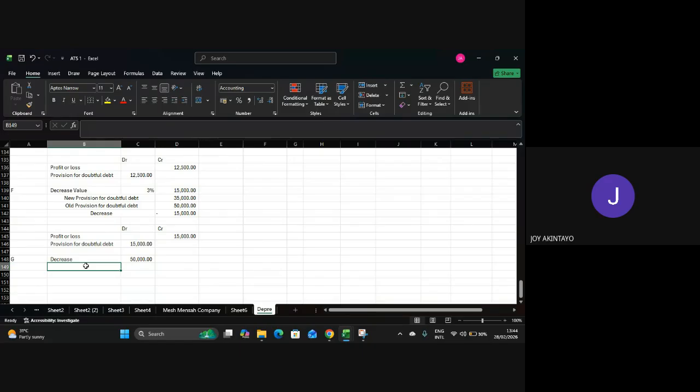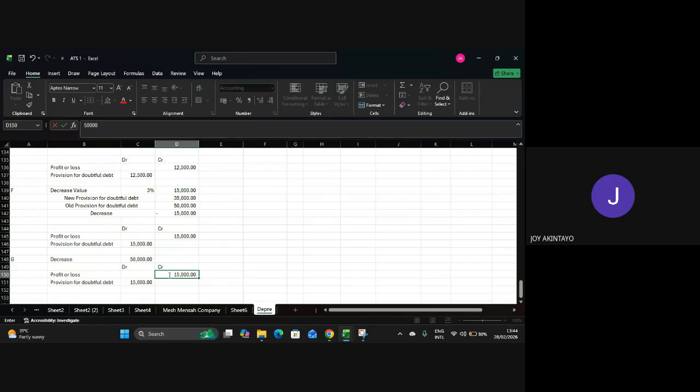Yes. So now, this is also a decrease. What should we do? Now, it is an income to us. You just say 50,000 is an income. Then it means we've written off our provision. Do you understand? Yes. So that's how to treat that.